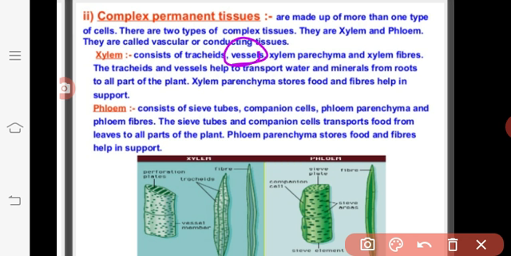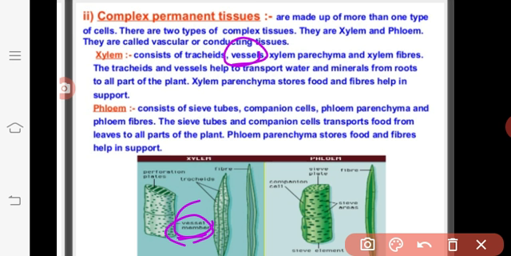Second is vessels. We also call them trachea. Vessels are long tubes, which are formed end to end by a large number of dead, empty cells. The cells are lignified. They possess pits, which form hollows in between.